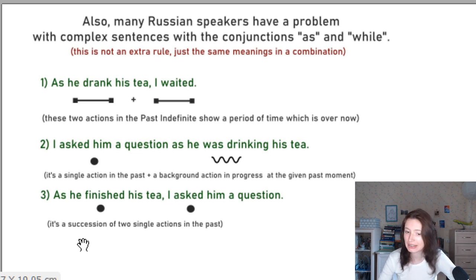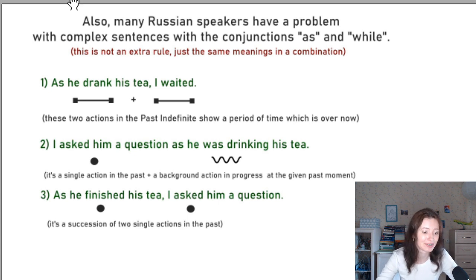But when you speak in English, you don't need to remember this background combination plus a single action is going to give us the past continuous and the past indefinite. No, it's not necessary. You just remember that the conjunction as can be translated as когда, пока и как только. And maybe something else, but these three cases are these translations.